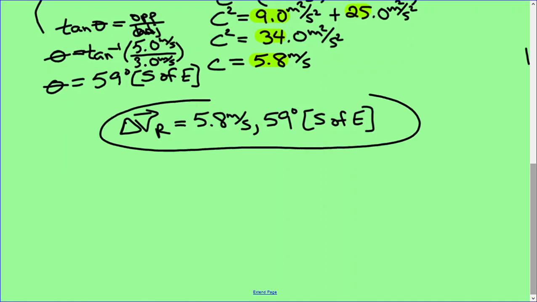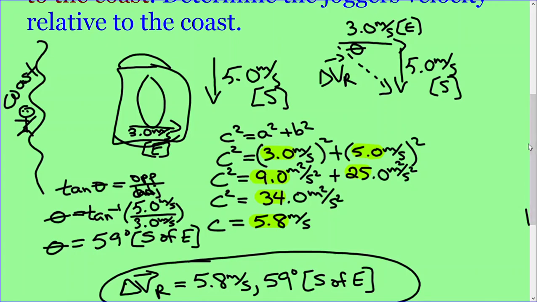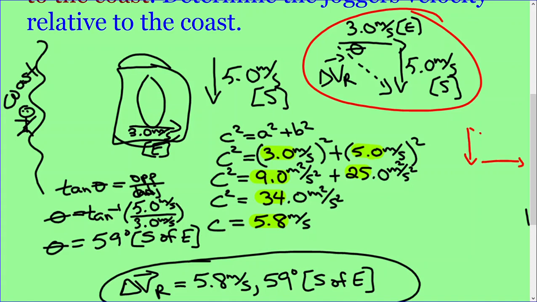Now, a common question that people sometimes have is, what happens if we were way back up at the top? What happens if you draw your triangle a different way? What happens if I drew it going down first and then over, where this is 3 meters per second still, and this one is your 5 meters per second.